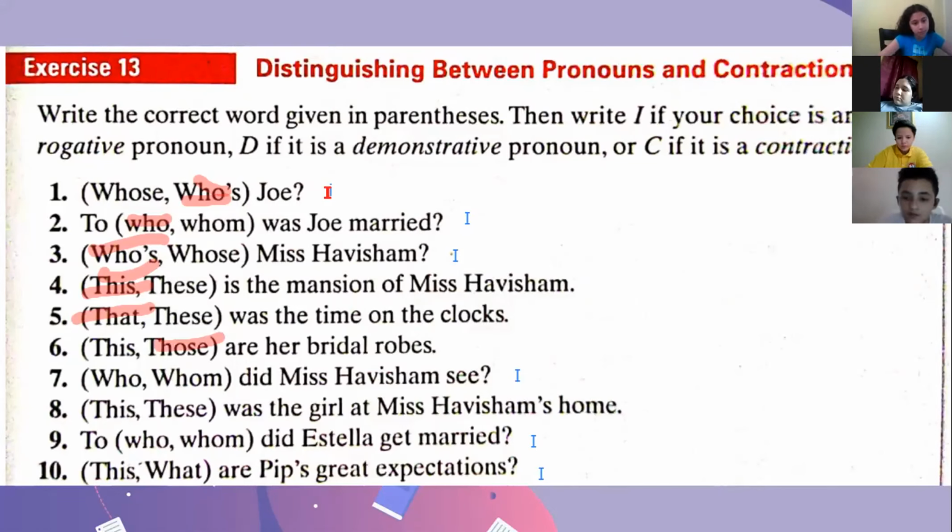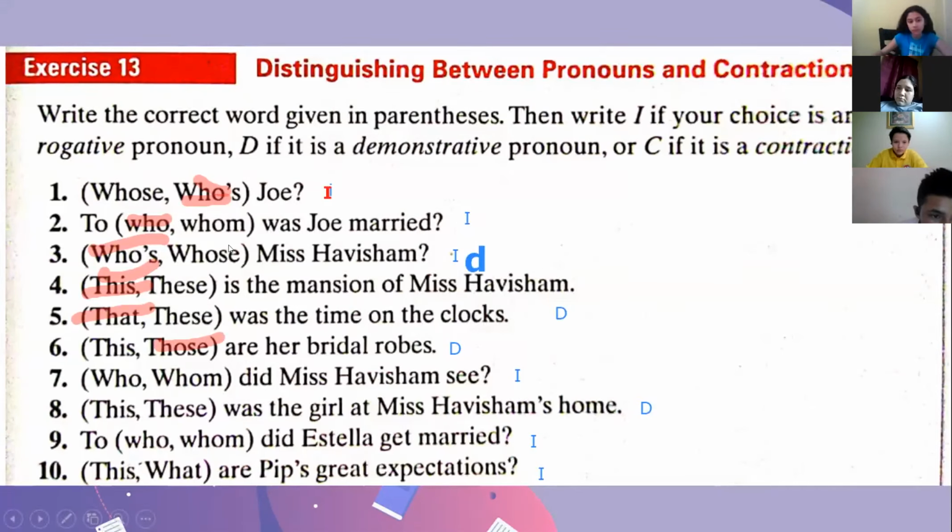Just write down what you think. Do you think it is a demonstrative or interrogative pronoun? Someone already put that they are interrogative, because all of them have questions. Okay, no. Because we can ask, is this your homework? That is a demonstrative pronoun.